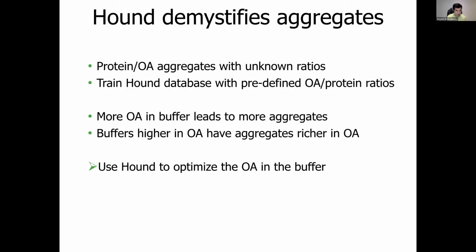So maybe we can even use Hound not only for particle identification and identifying the source of aggregate, but maybe we can use that to optimize our buffer. Use this information about the OA content in the aggregate to strike a balance between stability and aggregation. So Hound can provide all those different pieces of information for us.